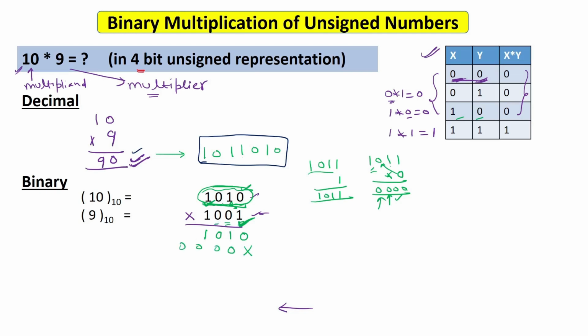Then again this 0 is multiplying these 4 bits. So first you have to put 2 crosses, as you do in decimal numbers, then 4 zeros. Then this 1 is multiplying again these 4 bits, so you have to copy all those 4 bits, that is 1010.